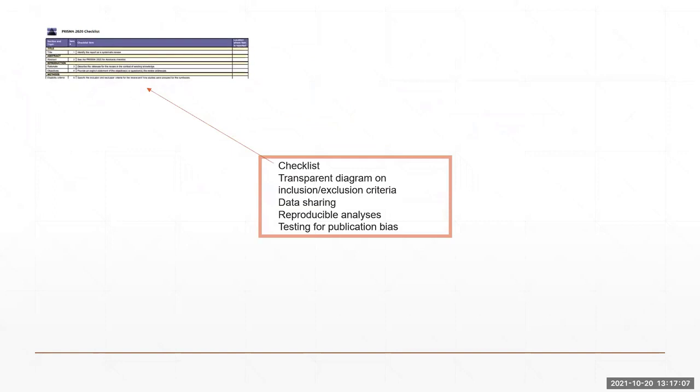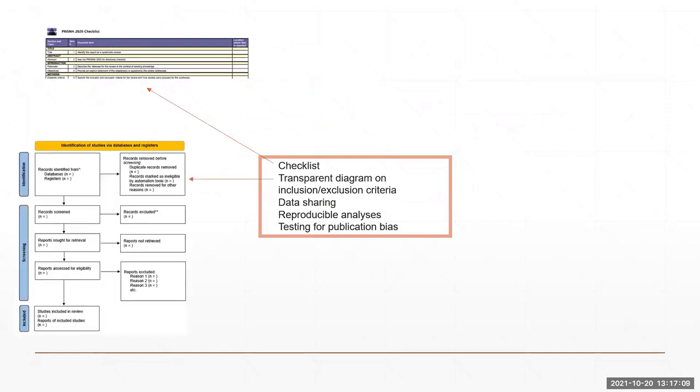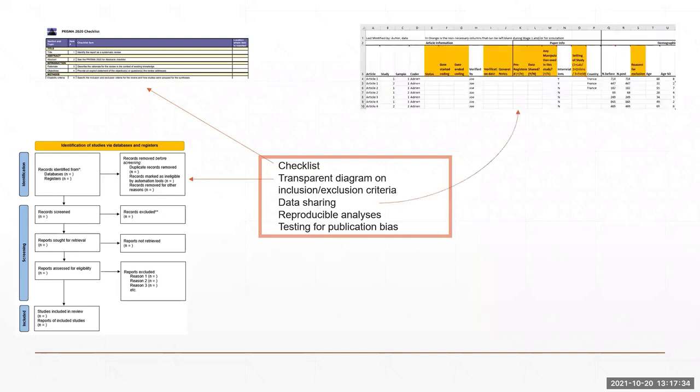A transparent diagram on inclusion and exclusion criteria. It also comes from the PRISMA guidelines, and it's very easy to use. You say, okay, from this database, I found that many results. I excluded that many for that reason, that many for that reason, etc. And at the end, you have the studies included in your review. And it's very important because this is about transparency, like you are transparent on how and why you excluded or included your studies.